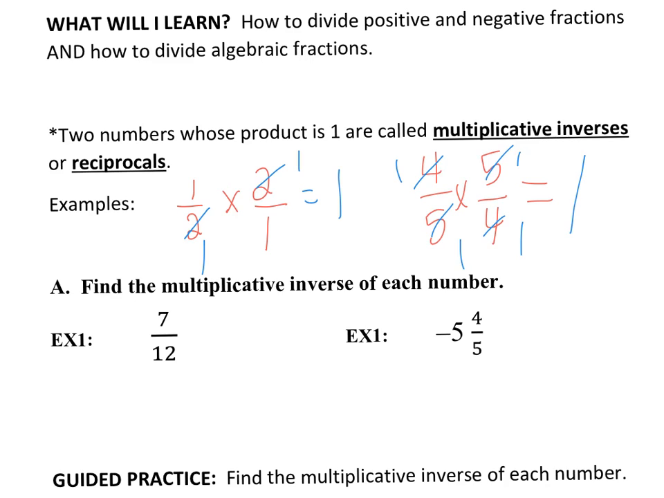So we want to first find the multiplicative inverse of each number. Example 1: the inverse of 7/12 would simply be 12/7. You just flip it to its reciprocal.